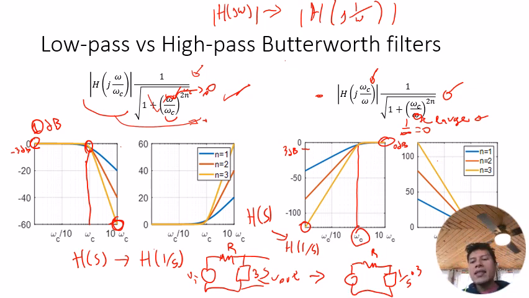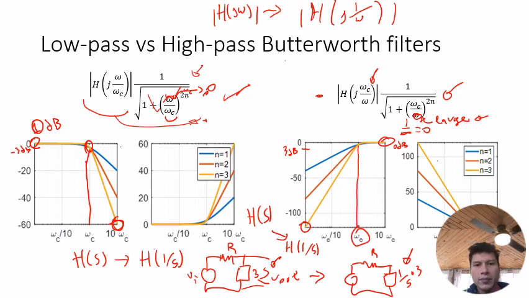So what this means, of course, is that an inductor has an impedance that's proportional to s, and a capacitor has an impedance that's proportional to 1 over s. And so as it turns out, if I want to convert a low pass filter to a high pass filter, I just have to take every capacitor, replace it with an inductor, and every inductor replace it with a capacitor, and now I have a high pass filter.